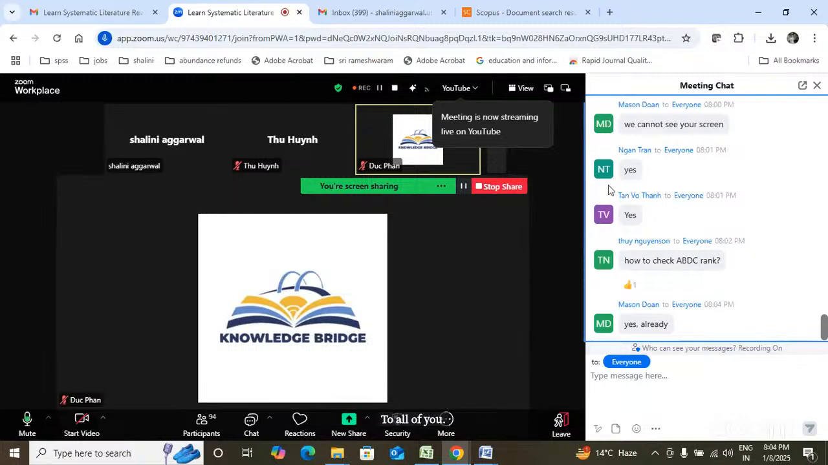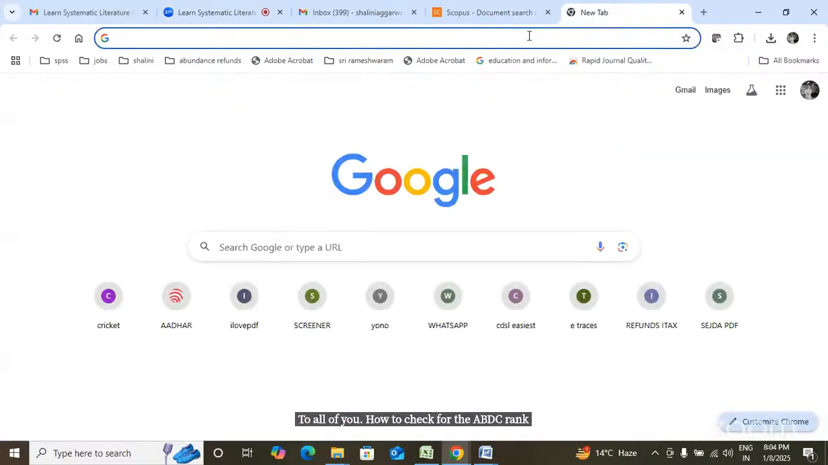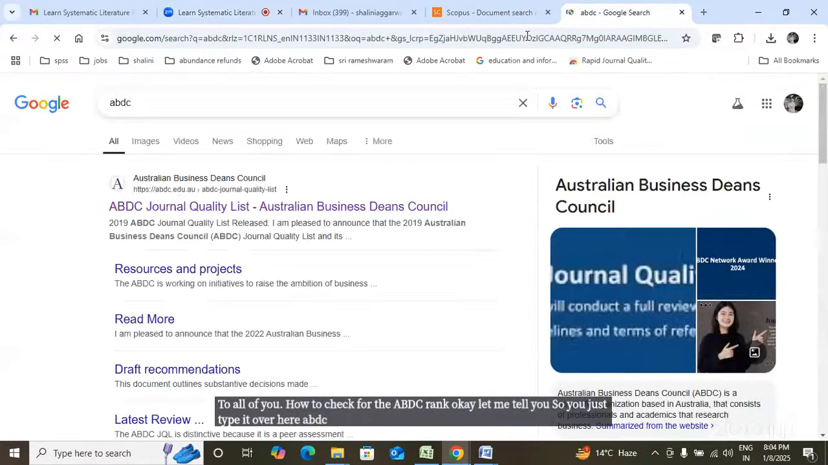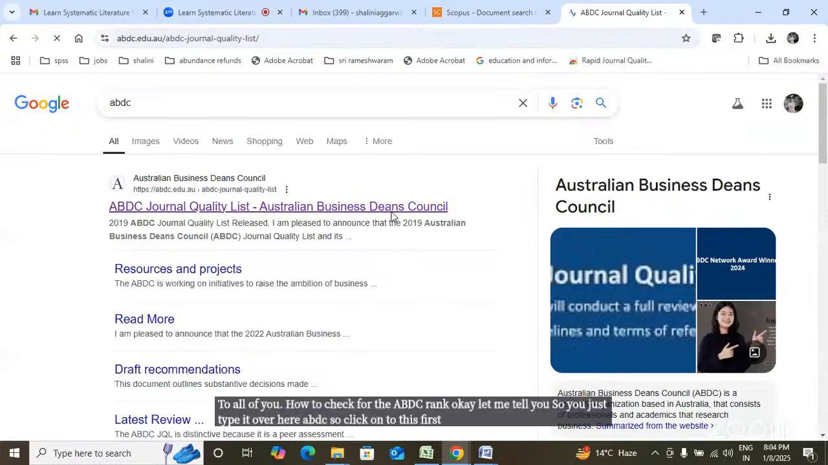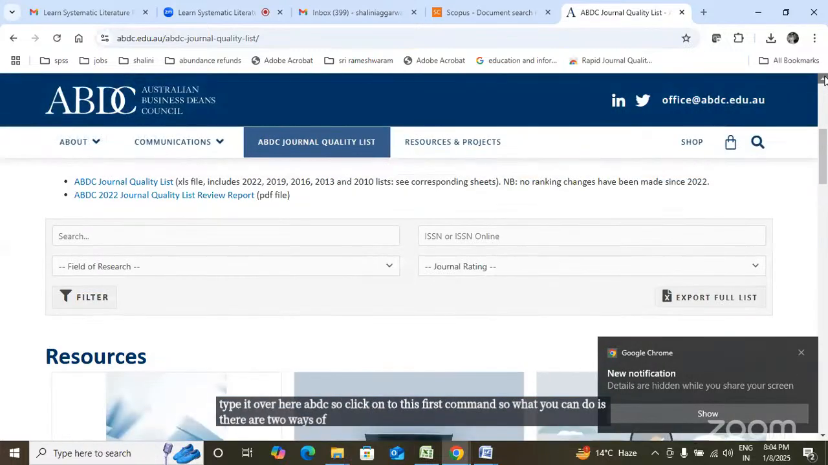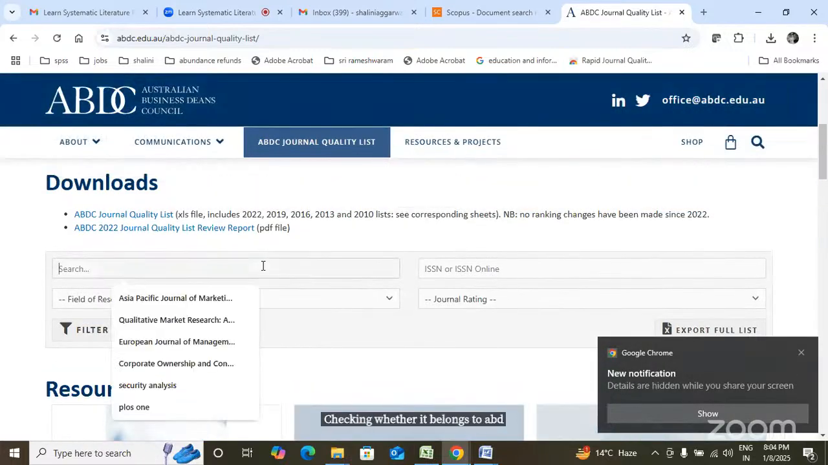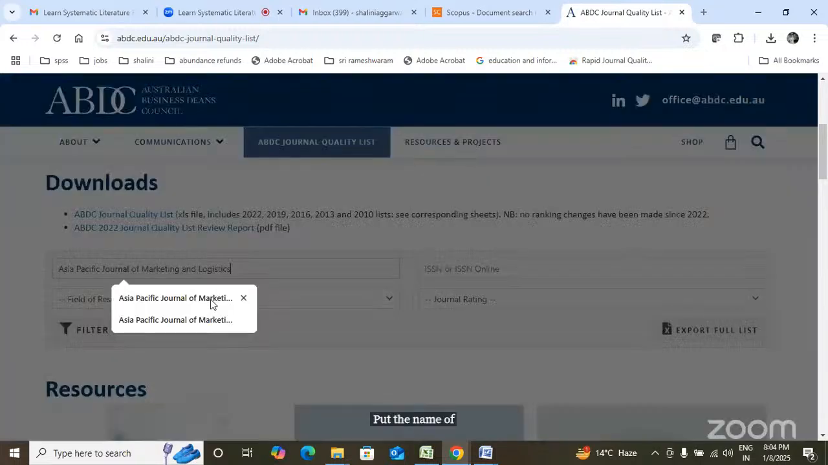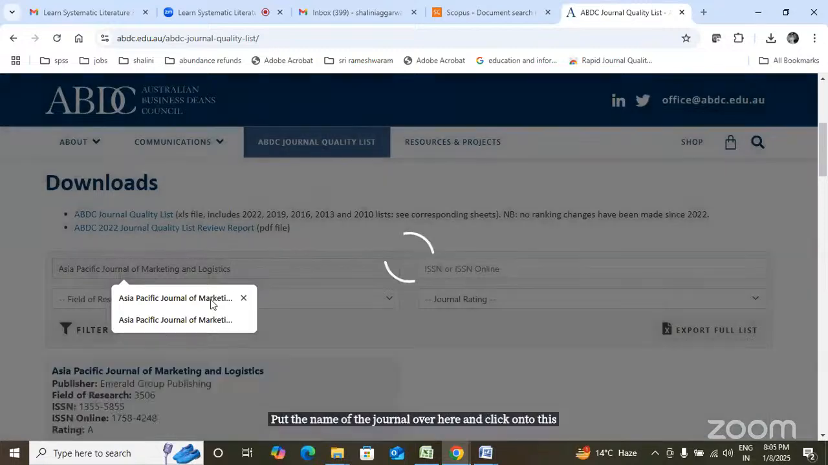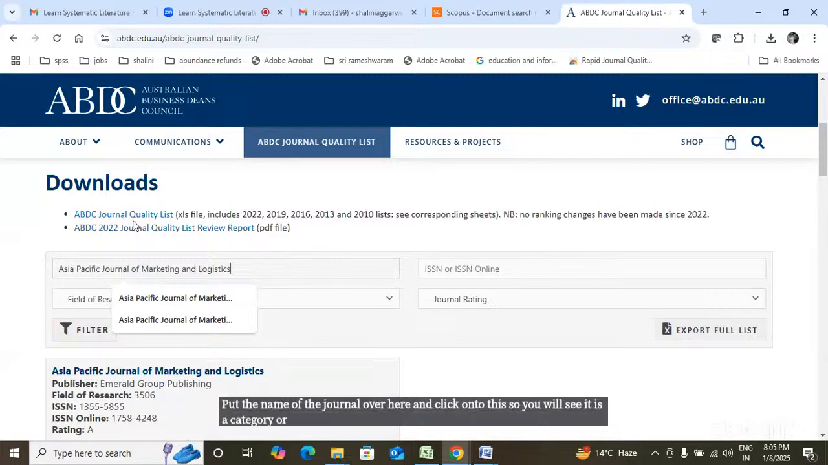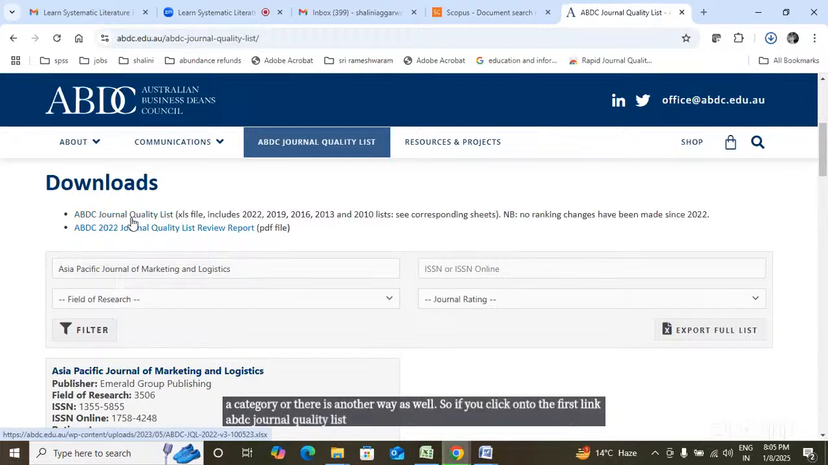How to check for the ABDC rank? Okay, let me tell you. You just type ABDC over here and click on the first command. There are two ways of checking whether a journal belongs to the ABDC category or not. There is a search option over here. Put the name of the journal in and click on this, and you will see whether it is A category. Or there is another way as well. If you click on the first link, ABDC journal quality list, it will give you a CSV file.